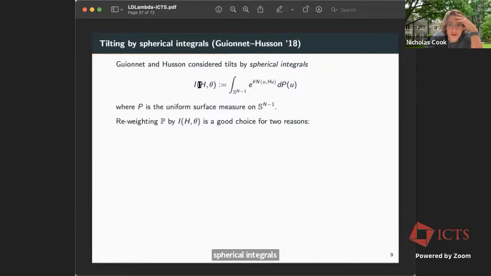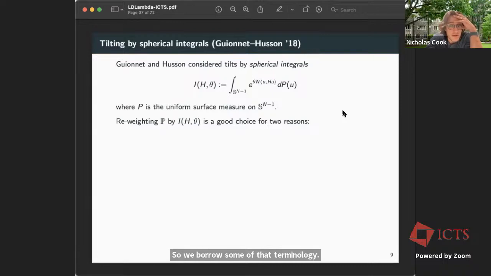So this spherical integral applies for a deterministic matrix H, and we have a parameter theta. This is just the exponential moment. Here we're integrating e to the theta n times this quadratic form UHU, where U is integrated with respect to the uniform surface measure on the sphere. So this, if you like, is the partition function for the spherical SK model, so we borrow some of that terminology.